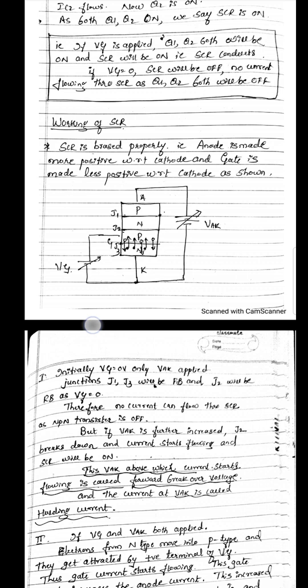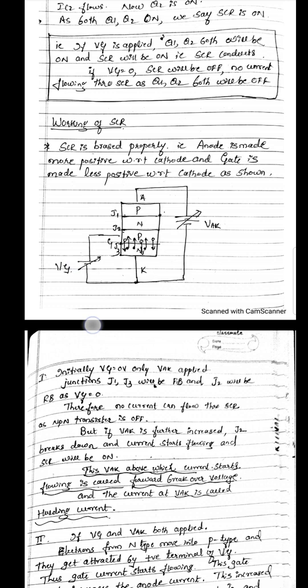But the difference is, the anode is made more positive with respect to cathode, whereas the gate is made less positive with respect to cathode. This is the biasing of the SCR. First we have to do this: the anode has to be more forward biased with respect to cathode, and the gate has to be less forward biased with respect to cathode. Both are forward biased.